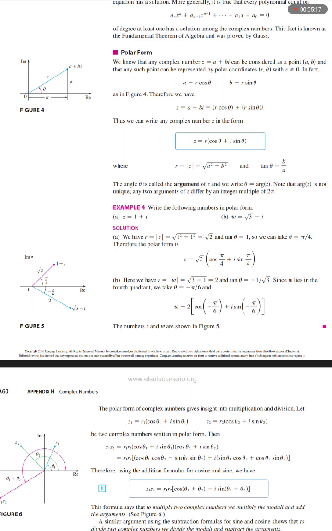Part B, here we have r equals the absolute value of w equals the square root of 3 plus 1 equals 2, and tangent theta equals negative 1 over the square root of 3. Since w lies in the fourth quadrant, we take theta equals negative pi over 6 and w equals 2 [cosine (negative pi over 6) plus i sine (negative pi over 6)]. The numbers z and w are shown in figure 5. See the sidebar, figure 5. Vertical axis, imaginary. Horizontal axis, real. Pi over 4 is an angle, and negative pi over 6 is another angle.